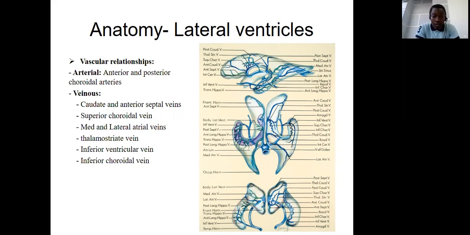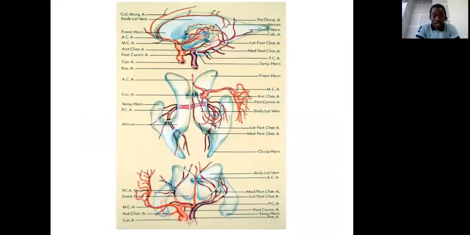Here we have a diagram showing the arterial relationships. We have the branches of the internal carotid arteries and then the posterior cerebral arteries, knowing that the internal carotid arteries will give the anterior cerebral and the middle cerebral arteries. So all of these branches are in close relationships, be it with the foramen of Monro or the temporal horn of the lateral ventricles, and represent delicate structures to be taken care of during the surgical procedures.